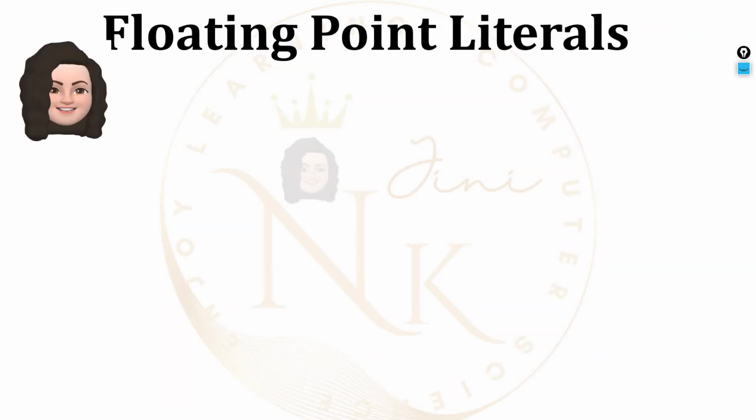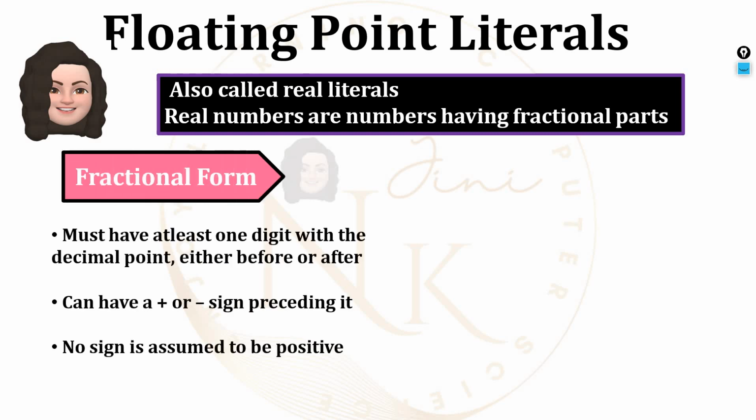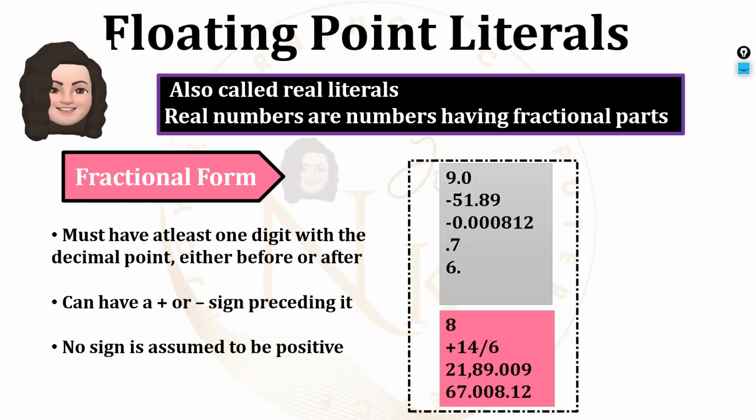Next come the floating point literals. Floating point literals means numbers which have fractional parts, also known as real literals. This can be represented in two forms: one is fractional form and the other is exponent form. Fractional form is the normal form. It should have at least one digit with a decimal point, either before or after the decimal point.